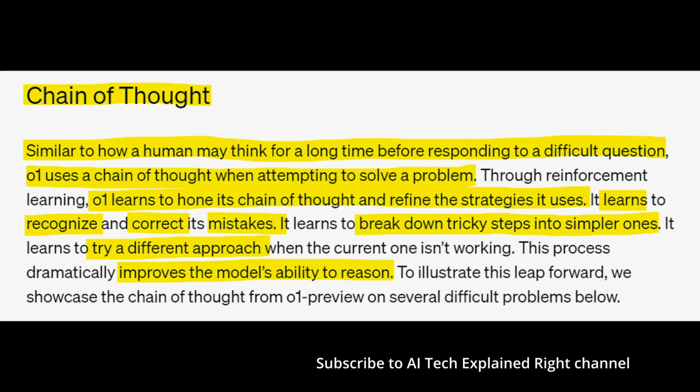Now, if we talk about chain of thought, which is, as its name indicates, a sort of reasoning path that a human would follow before responding to a difficult question. In our case, O1 uses the same strategy to solve a problem. Through reinforcement learning, O1 learns to hone its chain of thought and refine the strategies it uses. It learns to recognize and correct its mistakes, to break down tricky steps into simpler ones, and even to try a different approach when the current one isn't working. And this whole process dramatically improved the model's ability to reason. This is mind-blowing, guys, isn't it?